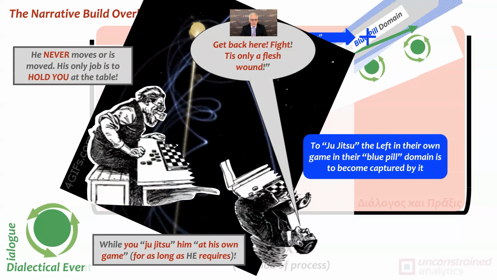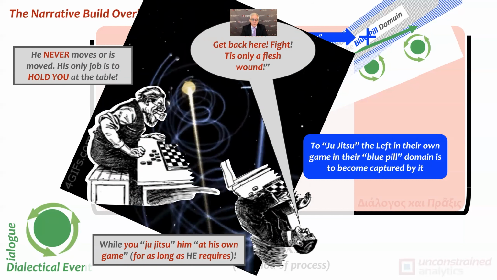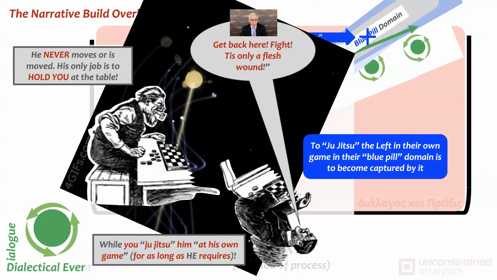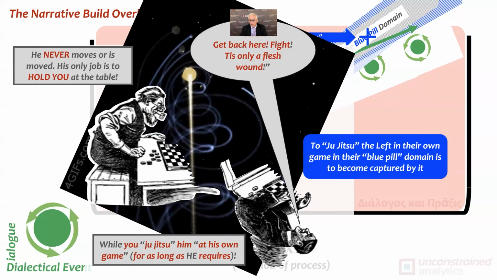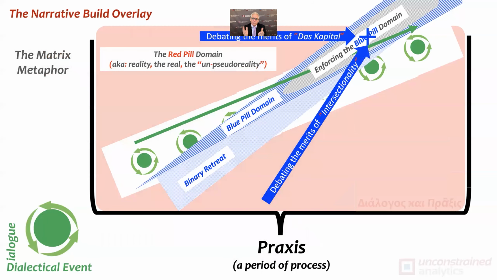And that's why we're going back to this slide we gave early on, explaining that the goal of the left in the blue pill domain is simply to hold you in place while you are dialectically negated, while you jujitsu him at his game for as long as he requires you to be there. So going back to it, the blue pill domain: how about debating Marxism by debating Das Kapital? How about debating intersectionality by debating the merits of intersectionality? Well, once you're there, you've already accepted their narrative as the basis for argument. And at that point, you become an obstacle to the people trying to defend America in the red pill domain.